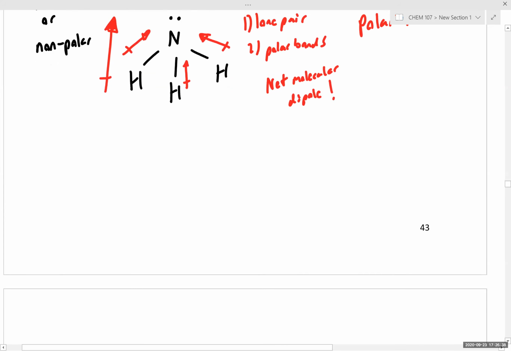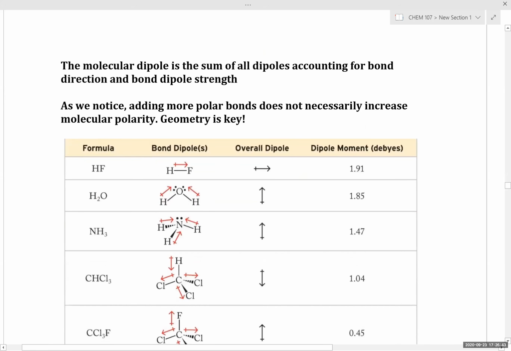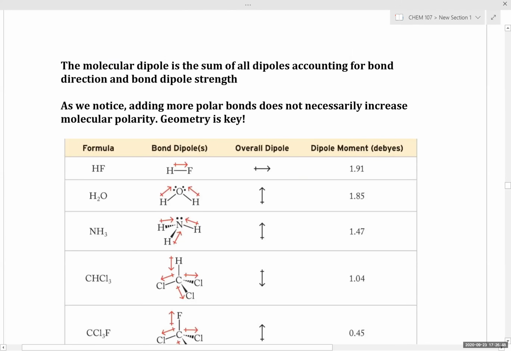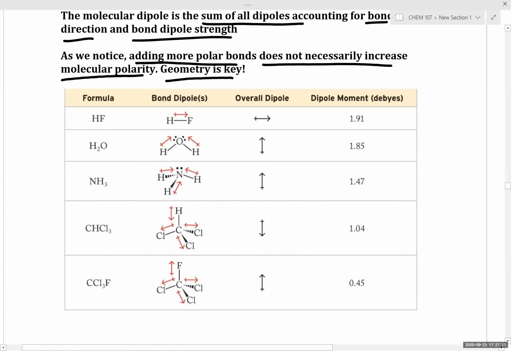Okay, let's look at some really important observations on this idea. Since the molecular dipole is the sum of all dipoles accounting for bond direction and bond dipole strength, adding more polar bonds does not necessarily mean you get a more polar molecule. The geometry really is key. Depending on the bond polarity and the geometry, you will get a different dipole strength.